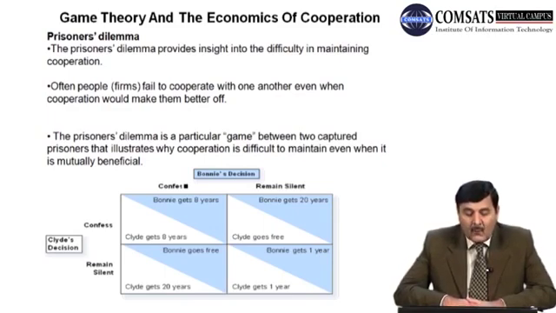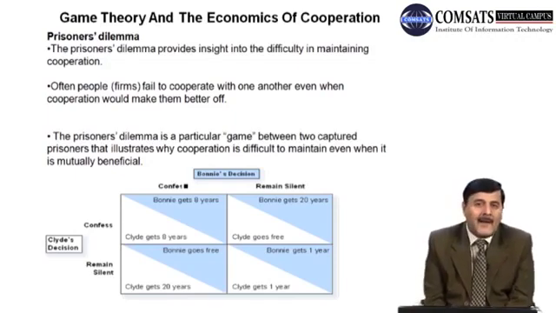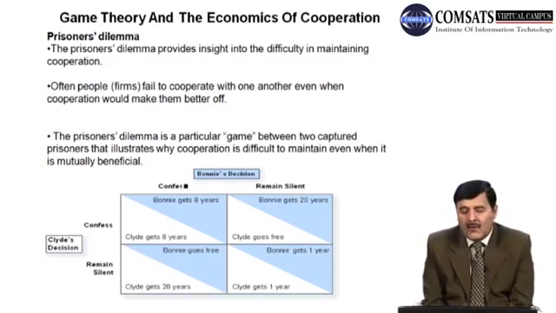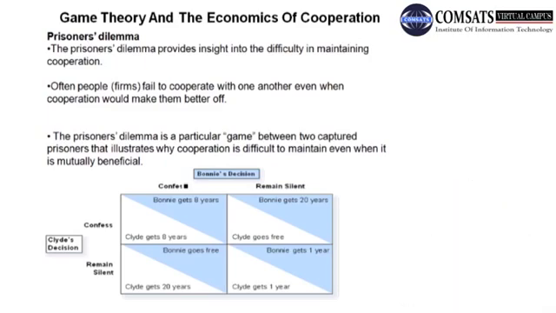Similar situation is here when Clyde remains silent and then Bonnie confesses. So when he remains silent, he will be punished for 20 years and Bonnie gets free because he has confessed the crime. And last column अगर आप देखें कि जहाँ पे if both of them remain silent, तो क्या सूरत हाल है? Bonnie gets 1 year jail or punishment, and Clyde also gets 1 year punishment. What is the best strategy for both firms?